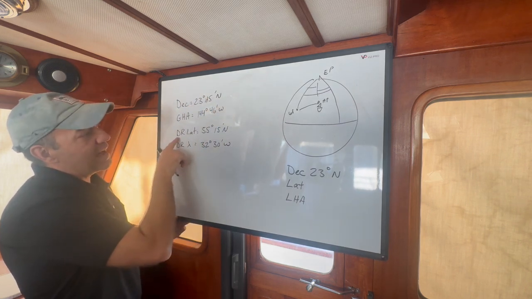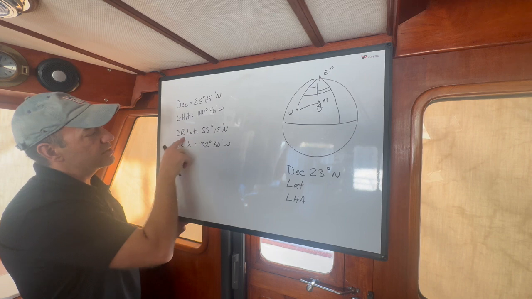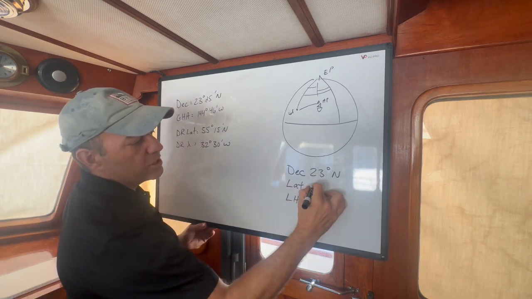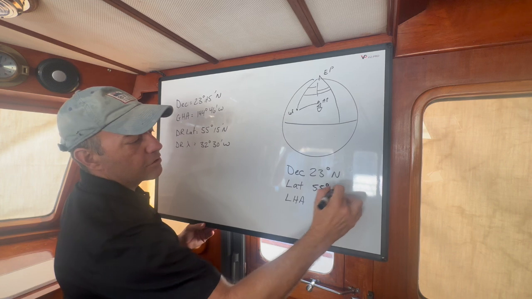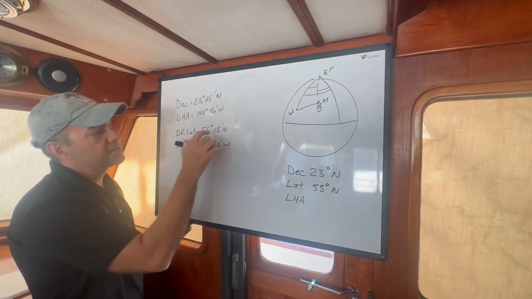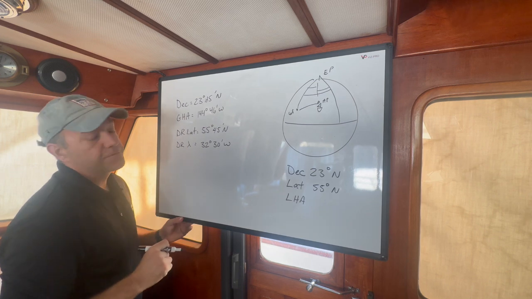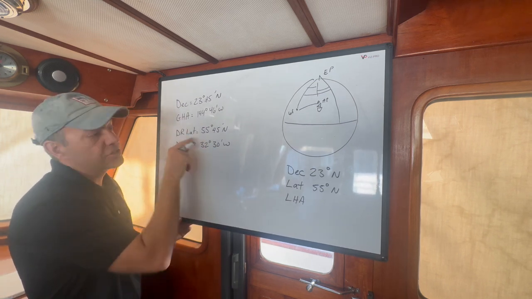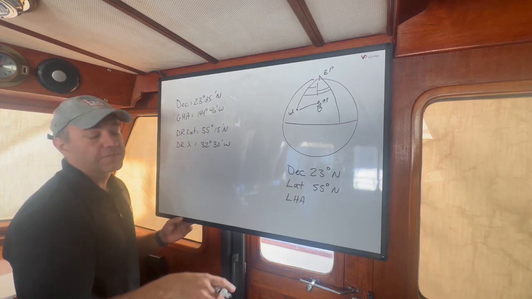All right, latitude, the next easiest one. Our DR latitude was 55.15, so the latitude we choose is going to be 55 degrees north. We round to the nearest 30 minutes. If this latitude was 55.45, we would choose 56. That's different than declination, so just remember the rules of how we do this.